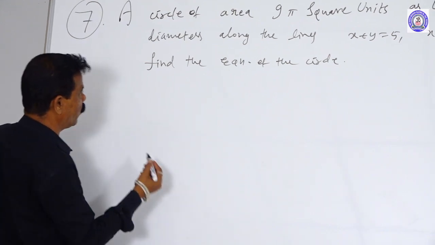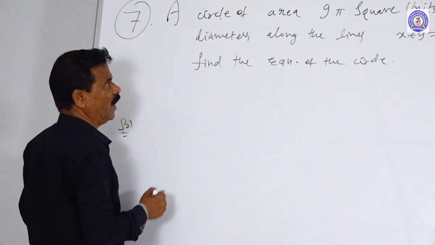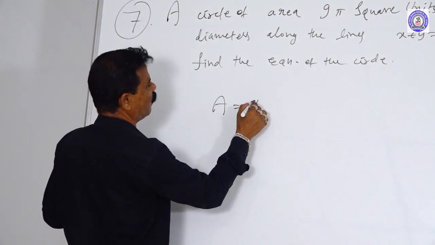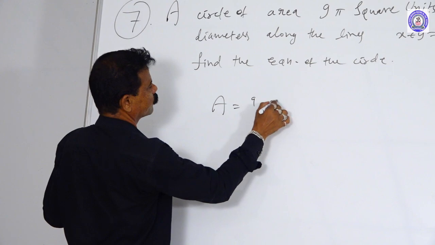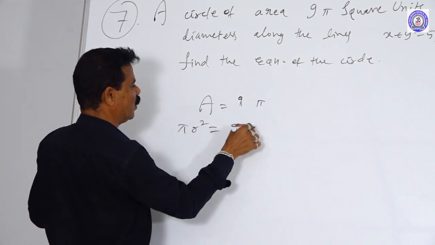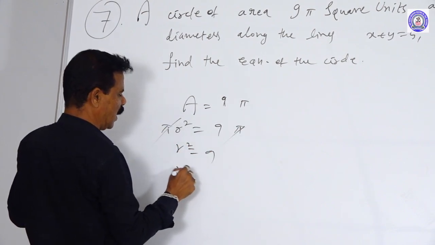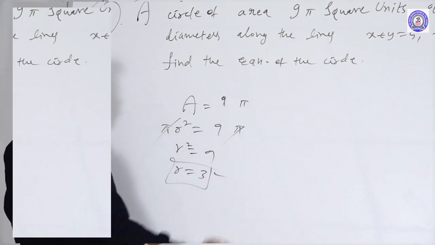Already we have done this type of problem previously. Solution. Area is given, area is equal to 9 pi. Area formula pi r square is equal to 9 pi. Pi cancels. R square is equal to 9. R is equal to 3.